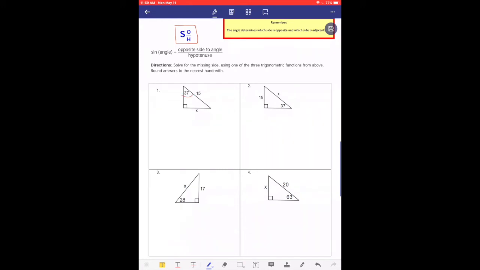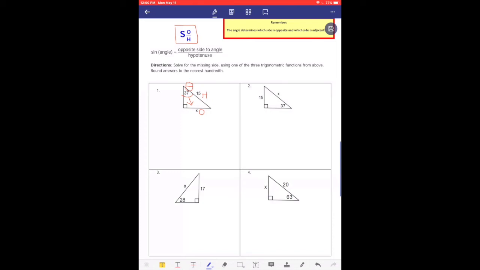The angle they give us is 37. You can also call that theta. And we're going to use that to label the other sides. So the side x is the one that's opposite, so I can label the x as O, just meaning it's the opposite side. The 15 is the hypotenuse side because it's across from the 90-degree angle, that little box here. So when it's across from it, label it as my hypotenuse.